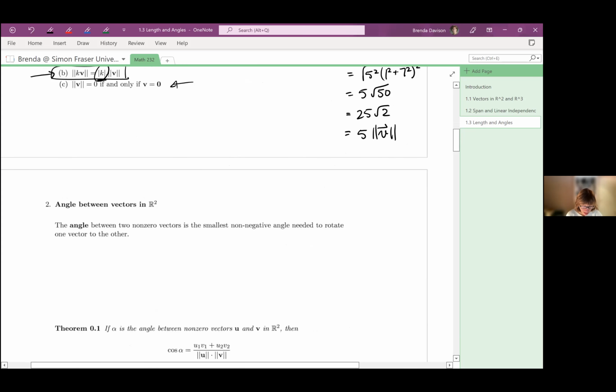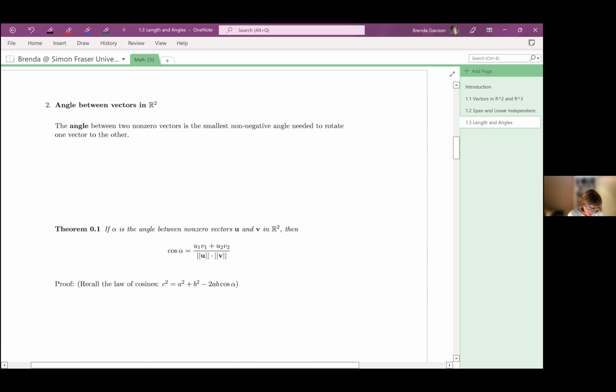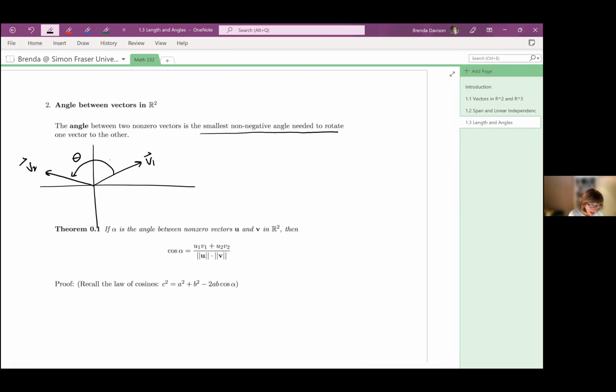Then we have the angles between vectors in R2. So if we have two non-zero vectors, then we define the angle between them to be the smallest non-negative angle needed to rotate one vector to the other. So what does that look like? Like this. We have here v1, and then we have some other vector over here. Let's call it v2. And then the angle between them is this angle here, theta. So we imagine taking v1, rotating it so it's on top of v2, and what angle is that? So that is the way we determine the angle between. That's what we define to be the angle between them.